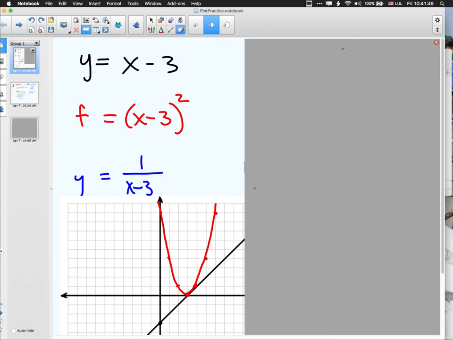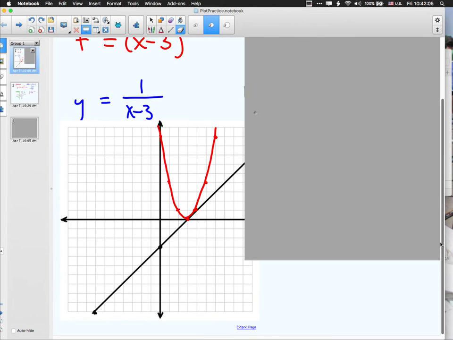Make sure you are drawing this in and not just drawing dots. Okay? These graphs are not dots. Graphs are curves, I like curvy lines. Thank you very much.